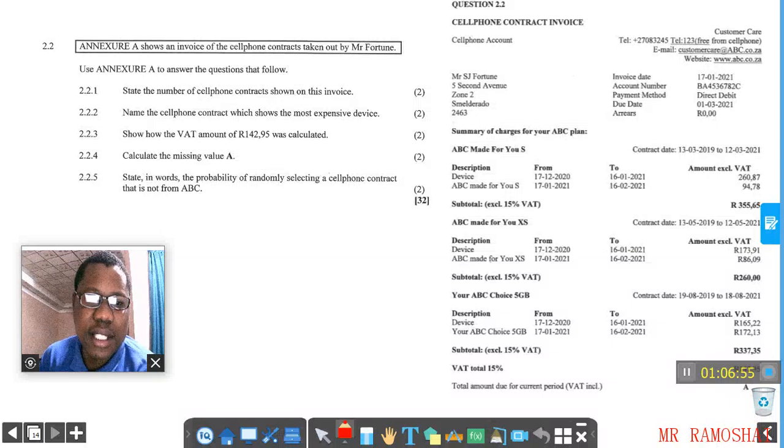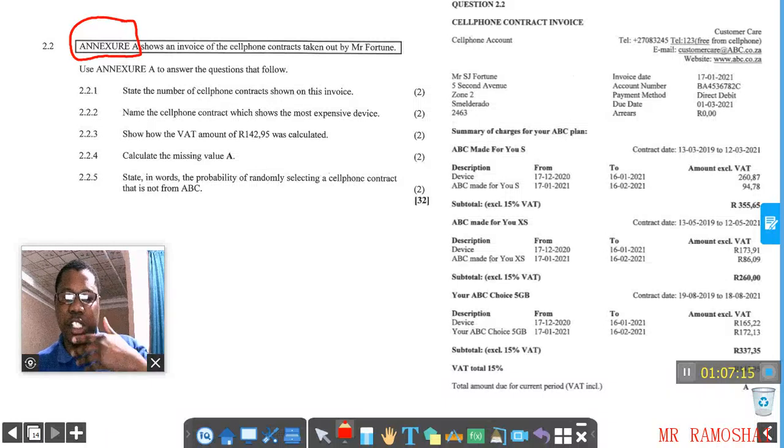Now looking at this, they say Annexure A shows an invoice of a cell phone contract taken out by Mr. Fortune, right? So this is question 2.2. Now here they say annexure. Remember, when you're writing the test, your annexures will be separated from your questions, right? So you will always find your annexures at the back of the question paper. So when you go to those annexures, you're only going to look for annexure A.